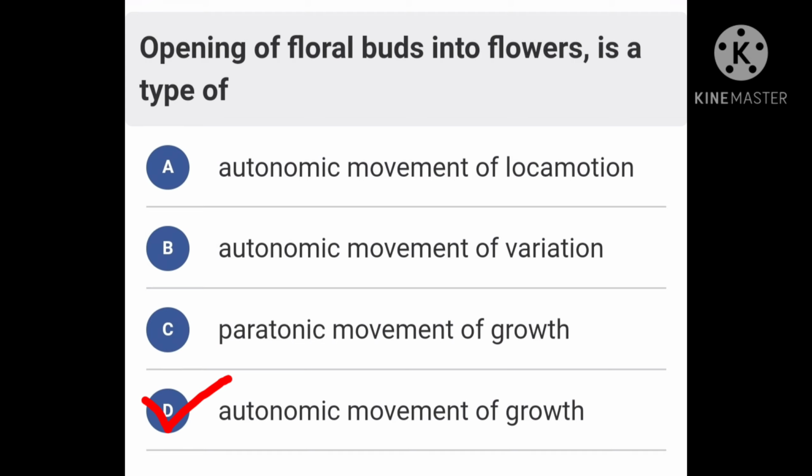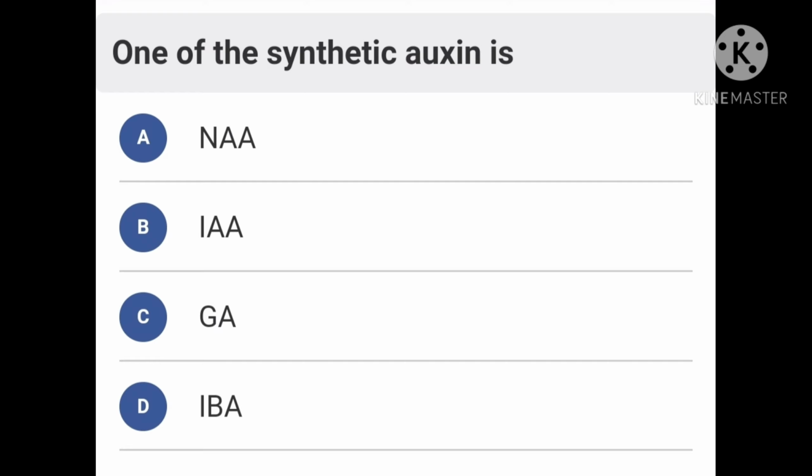Okay, let's see our next question. One of the synthetic auxins is option A naphthalene acetic acid, option B indole acetic acid, option C gibberellic acid, option D IBA. Naphthalene acetic acid is a synthetic plant hormone in the auxin family and is an ingredient in many commercial plant rooting horticulture products. It is a rooting agent and used for vegetative propagation of plants from stem and leaf cuttings. It is also used for plant tissue culture.